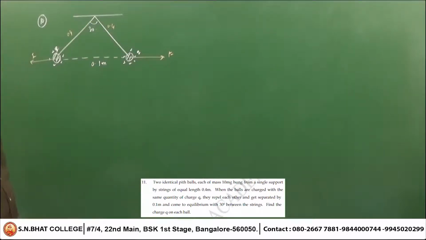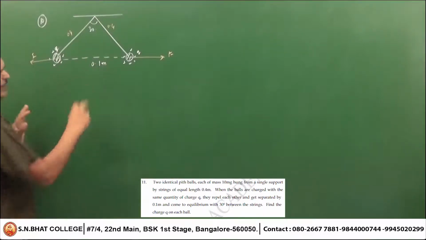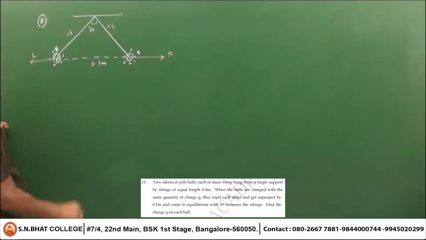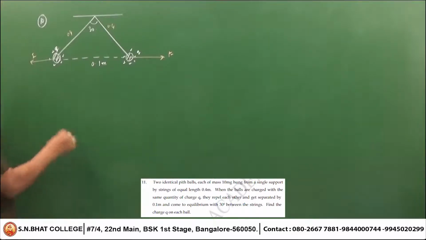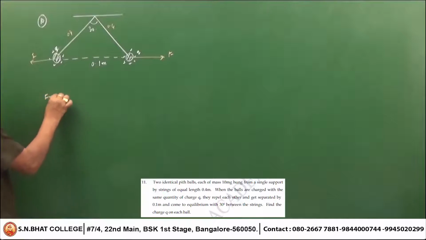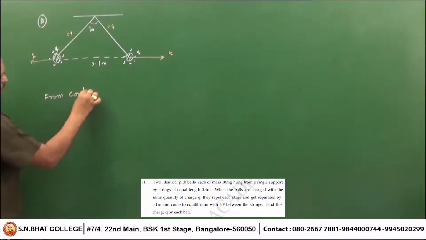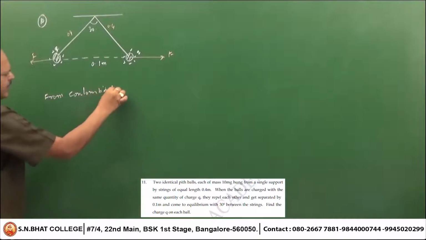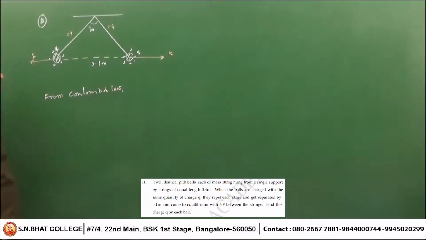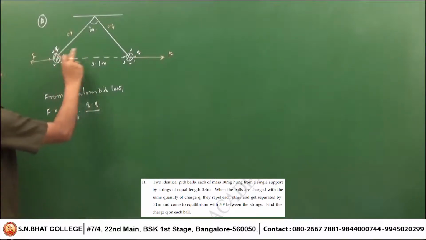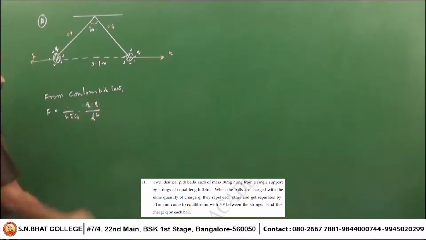How do we do it, sir? Look, as soon as you see this you understand. When the force of repulsion is given, you should calculate using Coulomb's inverse square law. So what should we write? From Coulomb's law, the force between the charges is given by force F is equal to 1 by 4 pi epsilon naught into Q1 Q2 divided by D square.